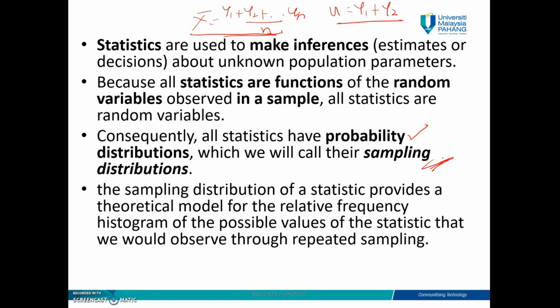Okay, so the sampling distribution of a statistic provides a theoretical model for the relative frequency histogram of the possible values of the statistic that we will observe through repeated sampling. So we do many repeated samplings. I will show you by example here.